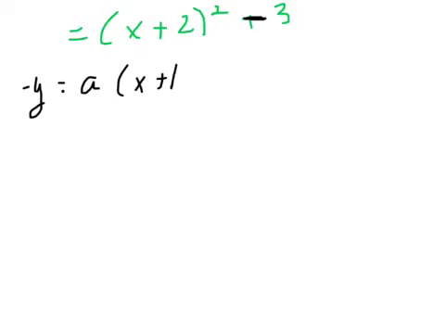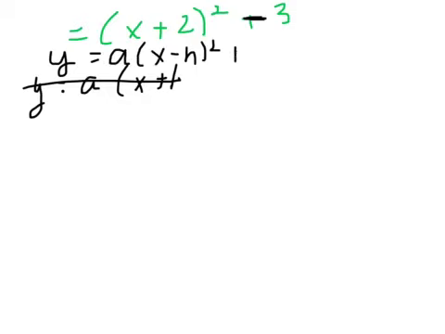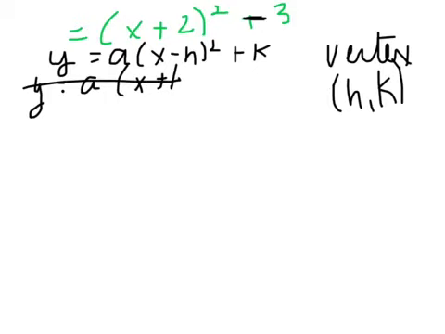I'm sorry, I already messed that up. It's a times x minus h squared plus k. And in that form, my vertex is my h and my k. That's why people like this form really well and why it's so commonly used as we move up. We kind of get away a lot of times from using equations that are written in the form that we were given it in this problem.